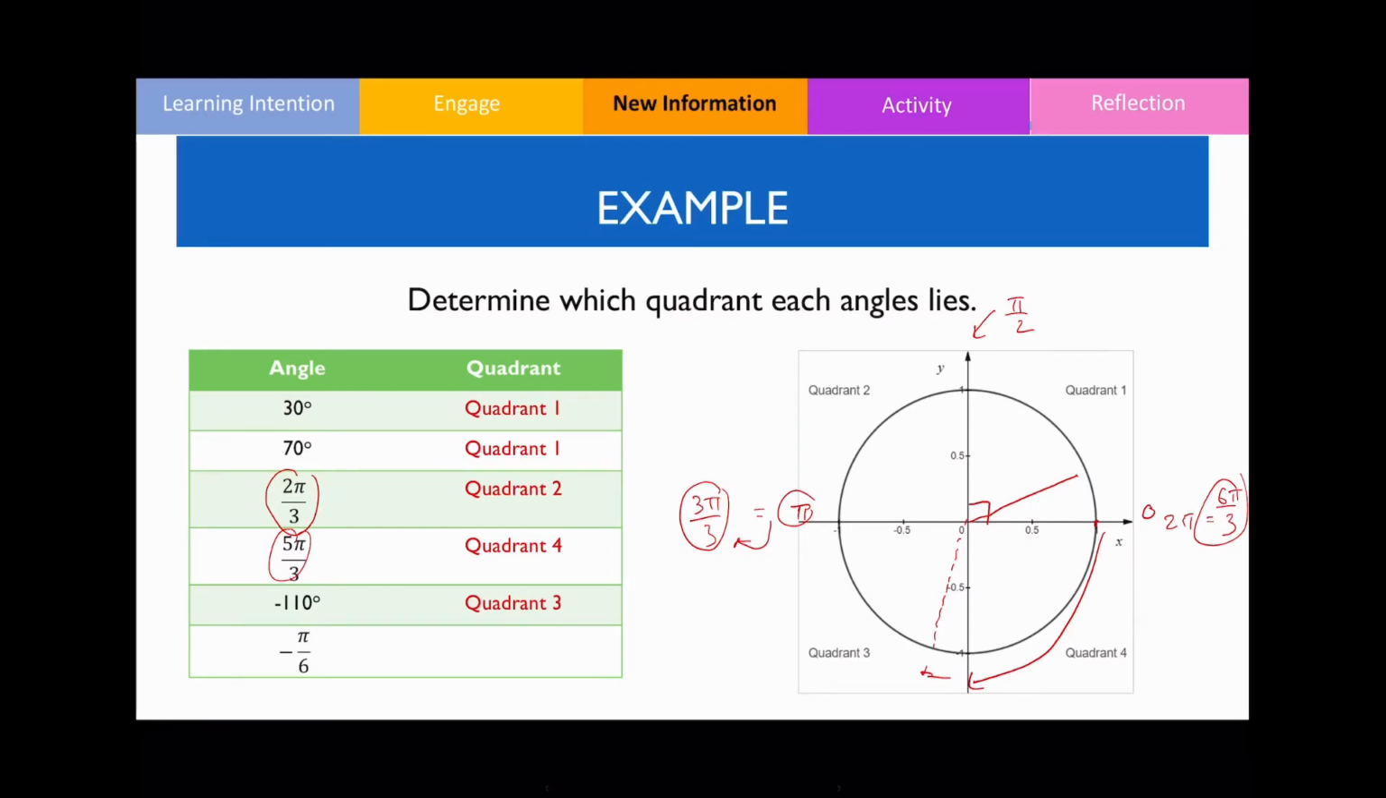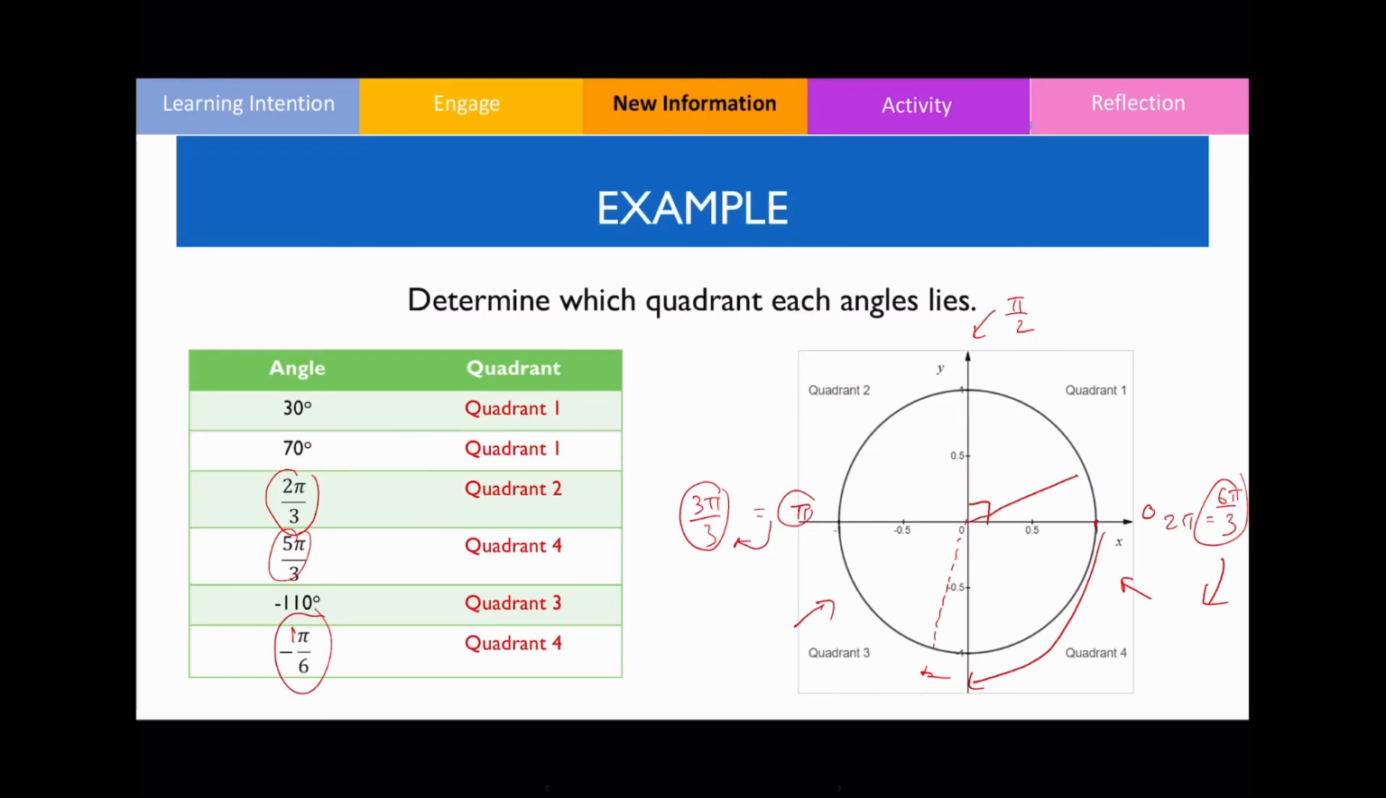In this case over here, because this is a small fraction, you can kind of tell already this is 1 on 6. Then you know that it's going to lie in either this quadrant or this quadrant, moving in this direction because it's a negative. Because it's a small angle, therefore it's going to lie in quadrant 4.